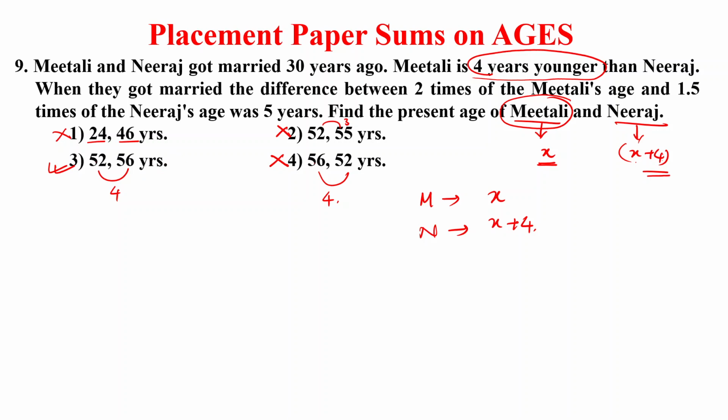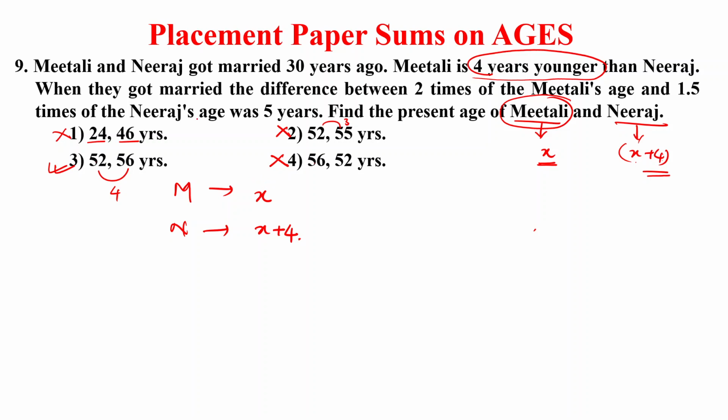Right? Okay. If you want, how do we find the answer, sir? This is how you find the answer. Let's see here. Meetali and Neeraj got married 30 years ago. Meetali is 4 years younger. Meetali and then Neeraj. Okay. Suppose this is X. This has to be X plus 4. This is the present age, right? Present.